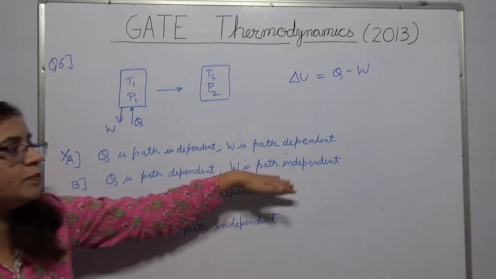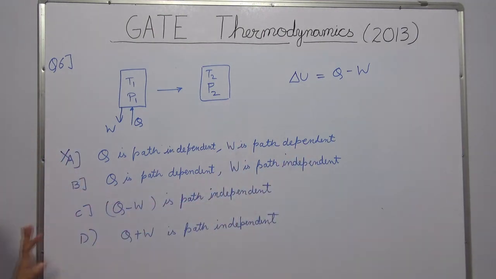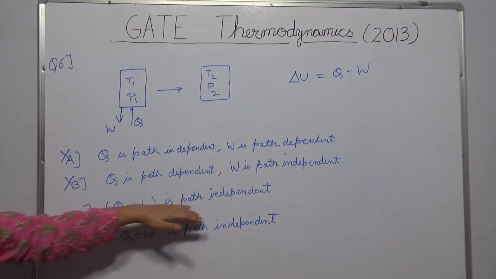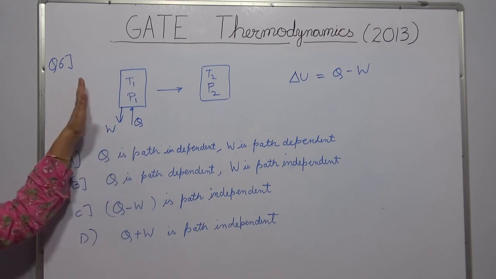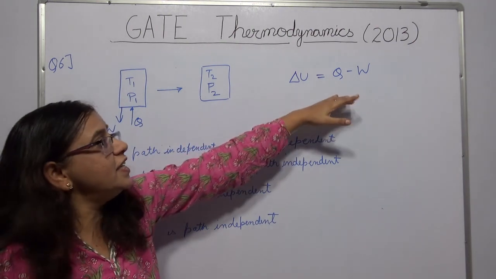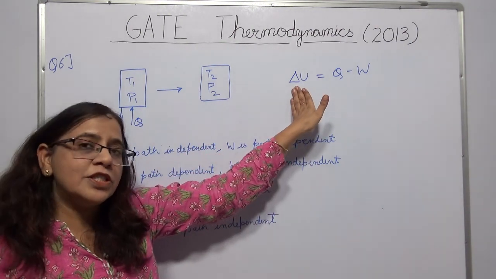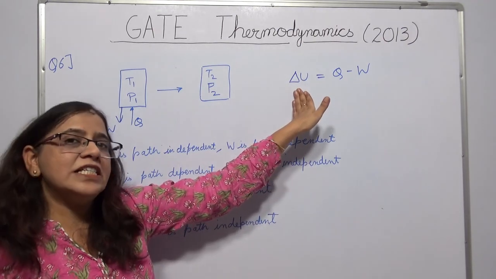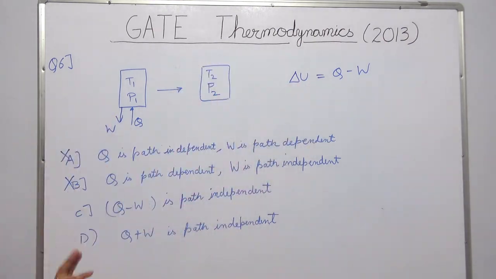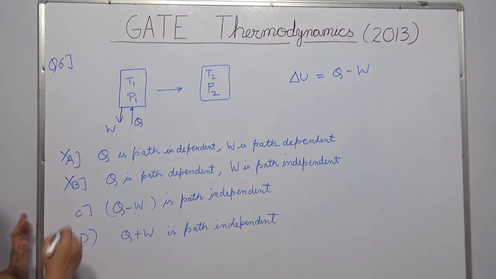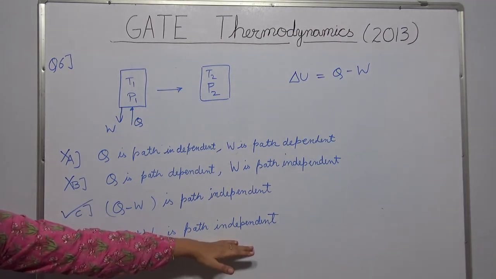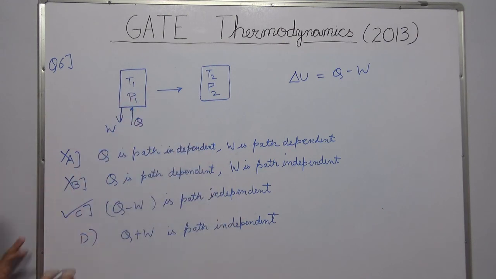Q is path dependent, W is path independent. Of course, this is also wrong because both of them are path functions. Q minus W is path independent. Okay, for the given sign convention, Q minus W is equal to your change in internal energy. Internal energy is a state function, so it should be path independent. So basically your Q minus W is path independent. Q plus W is path independent? No, for the given sign convention, this is a wrong option.